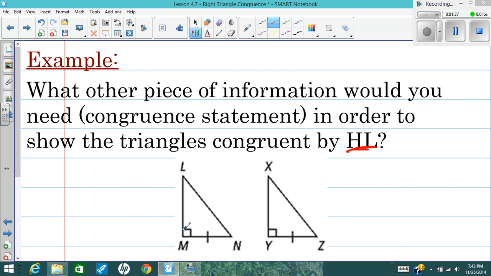We have that they're right triangles. That's what we know here by the squares. We also have legs congruent, so one pair of legs. We know they're legs because they're not across from the right angles. The sides across from the right angles are the hypotenuses, so in order to have hypotenuse leg, we do need the hypotenuses congruent. So that means we need to know that segment LN is congruent to segment XZ. So in order for these triangles to be congruent by hypotenuse leg, we would need those two sides congruent.